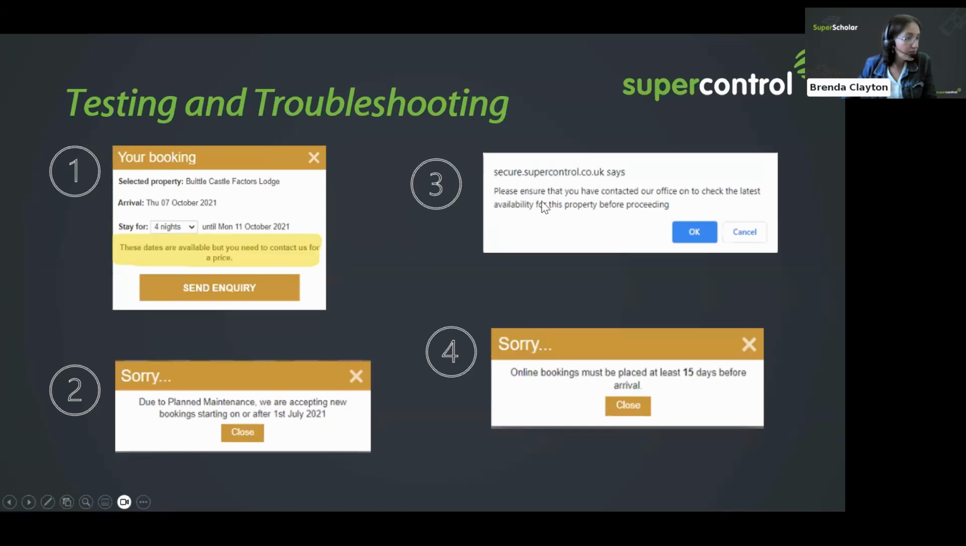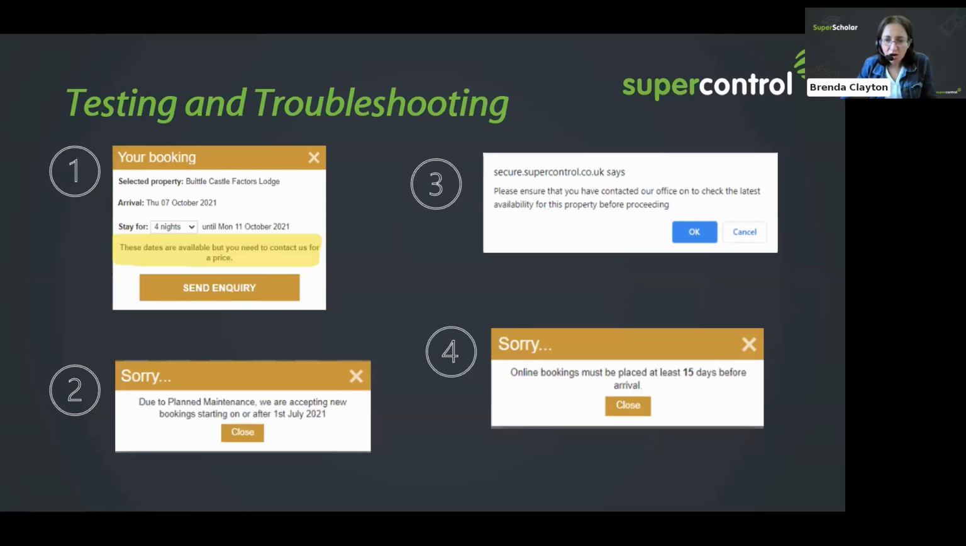The third option: "Please ensure that you have contacted the office to check the latest availability for the property before proceeding to the booking." This is within a box on your property setting page. Again, it's under "check availability before booking," and there's an option to select that, and if you select that to yes, this is what appears. So it basically says you don't allow bookings online. You have to check your availability.